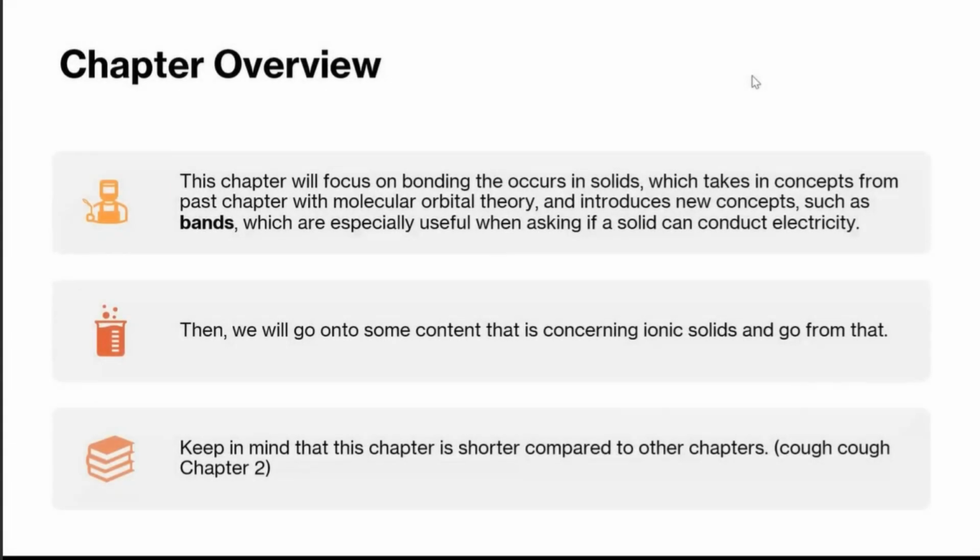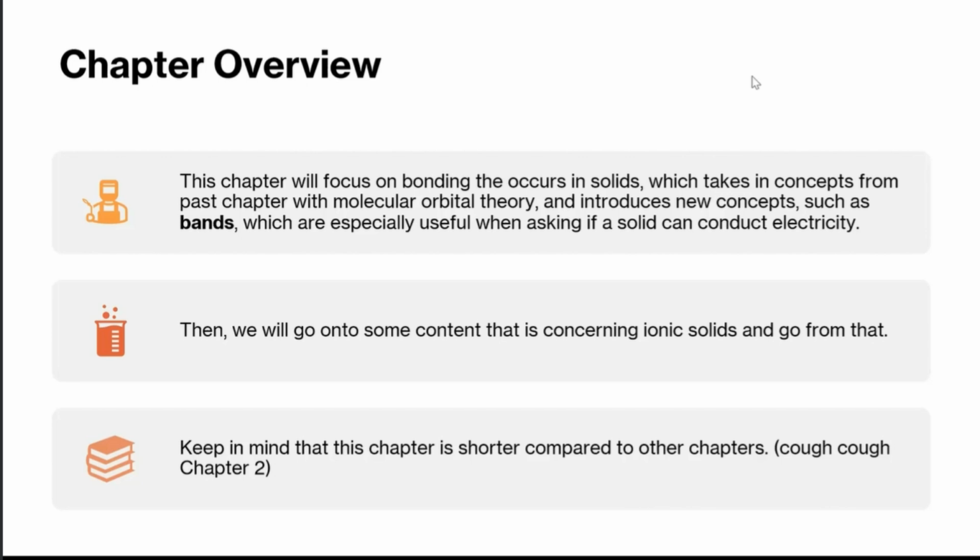Let's get into it. This chapter will focus on what kind of bonding occurs in solids. In chapters 4 and 5, we talked about bonding in molecules, polyatomic molecular orbital theory, diatomic molecular orbital theory, all that jazz. This chapter takes concepts from the past molecular orbital theory chapters and introduces new concepts such as bands, which are especially useful if you want to ask: I have a solid here, can that solid conduct electricity? Then we'll go over some content on ionic solids.